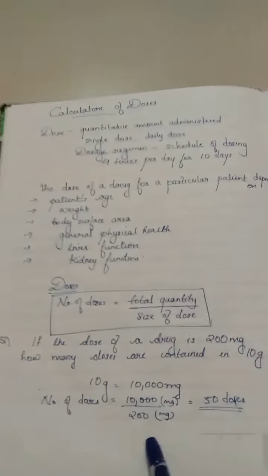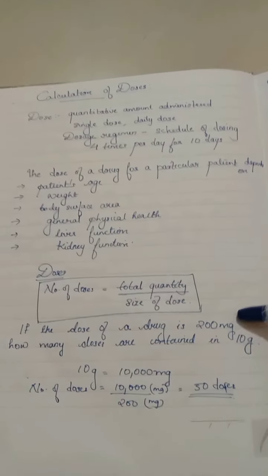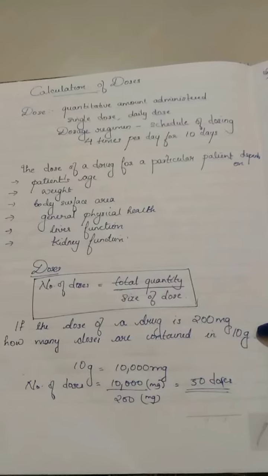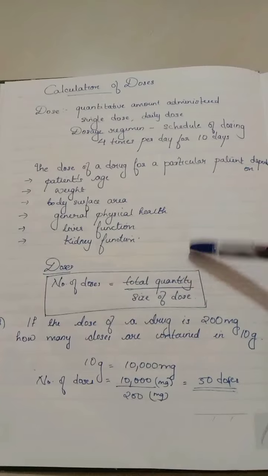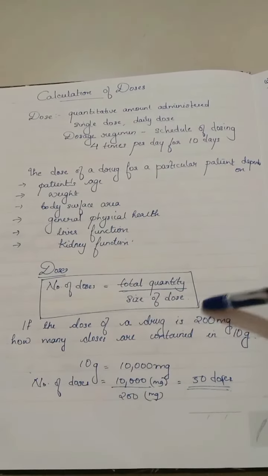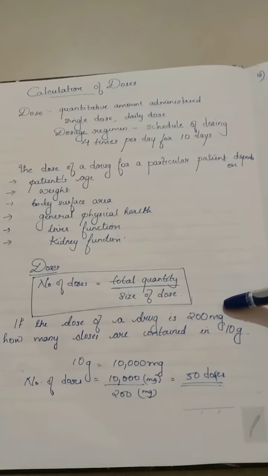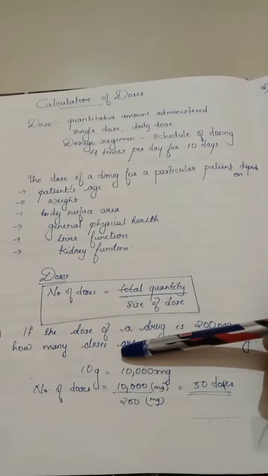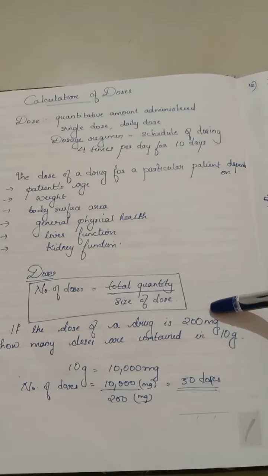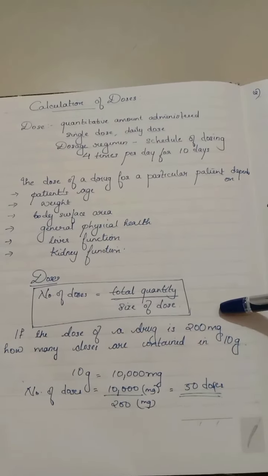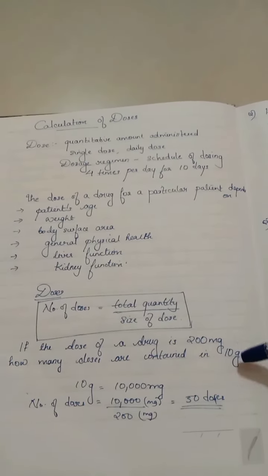The first question is, if the dose of a drug is 200 milligram, how many doses are contained in 10 gram? Here, the dose of the drug is given, that is 200 mg. That is the size of the dose. We have to find how many doses are contained in 10 gram. One more problem is there: here it is milligram and here it is gram. So we have to convert either both to gram or both to milligram.